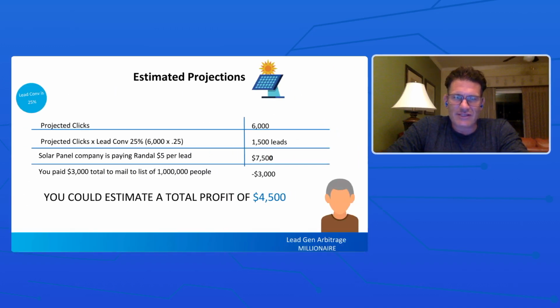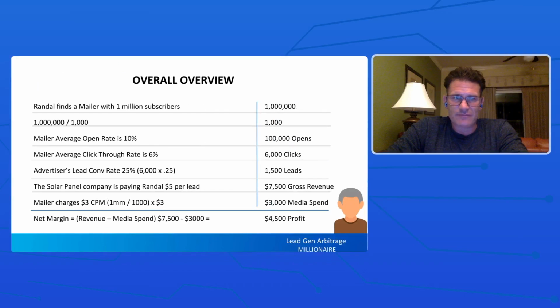So let's look at it with the math, okay? We're projecting we're going to get 6,000 clicks. That means that at 25% conversion, we're going to get 1,500 leads times $5, $7,500. And right here, we're paying the $3,000, so this $3,000 media cost. Our estimate of profit is going to be about $4,500, right?